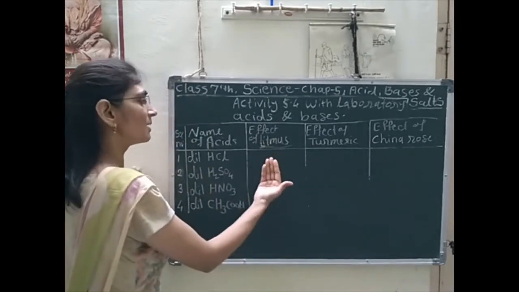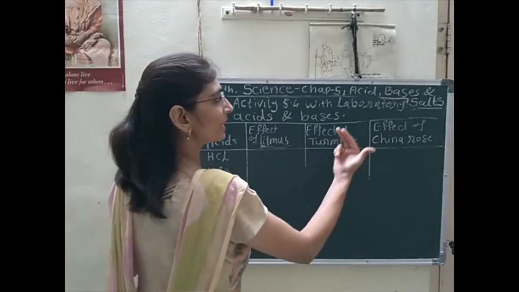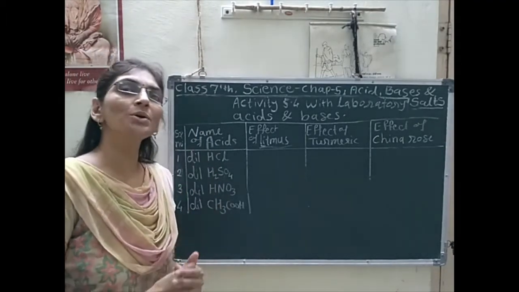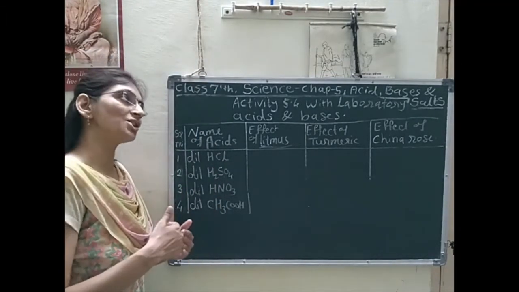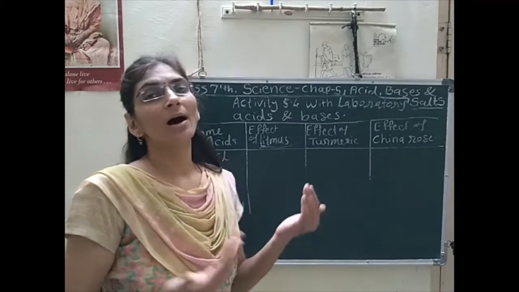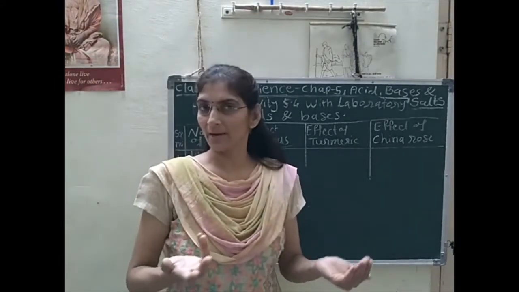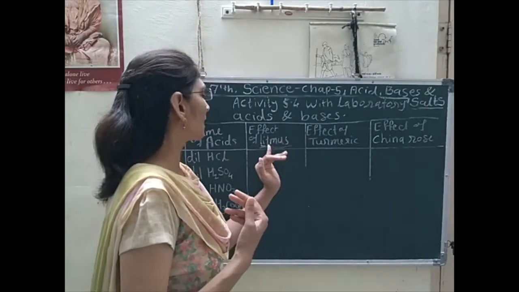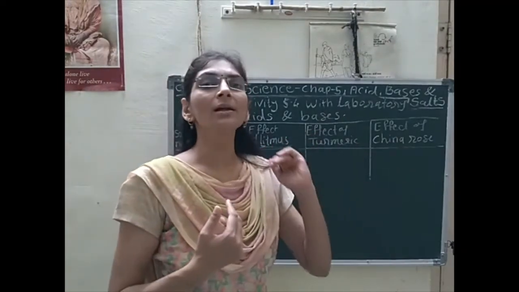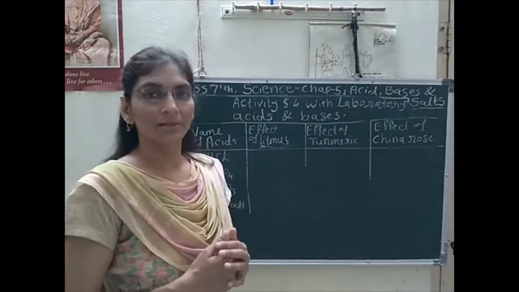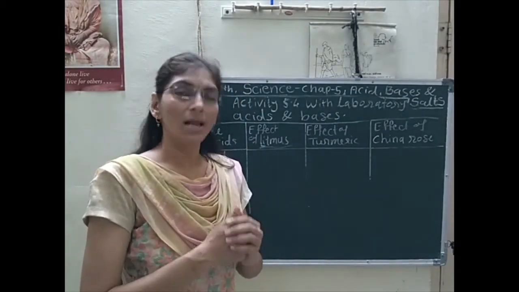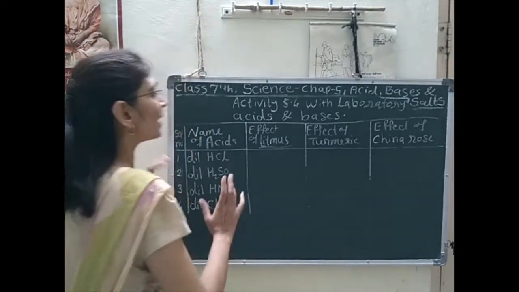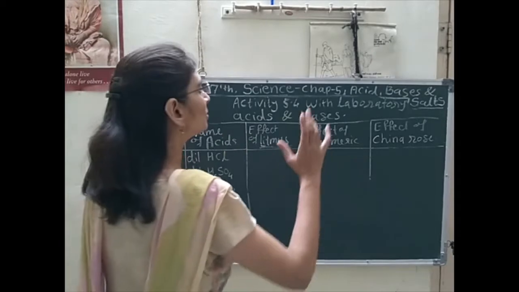These are litmus indicator, turmeric indicator and China rose indicator. Again, we have chosen laboratory bases such as sodium hydroxide, ammonium hydroxide and calcium hydroxide. And the same turmeric indicator, litmus indicator and China rose indicator we have to react with those standard bases in the laboratory. So for that we have to make two tables in our notebook.